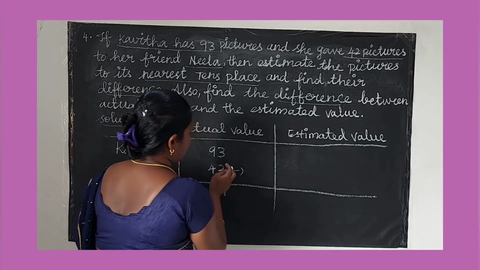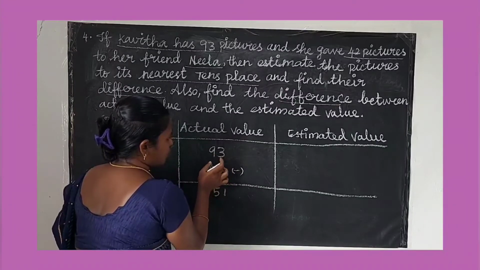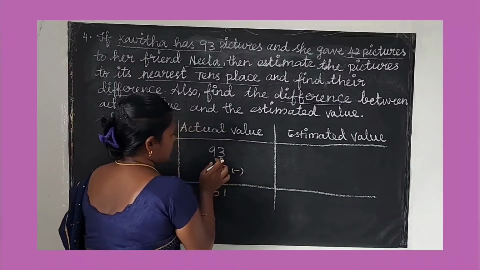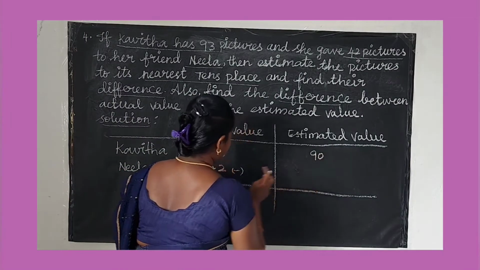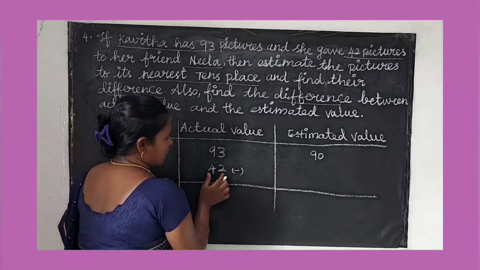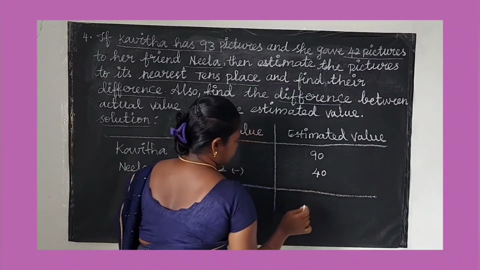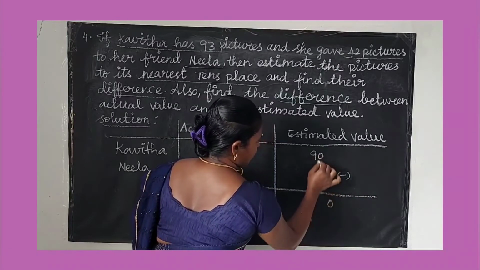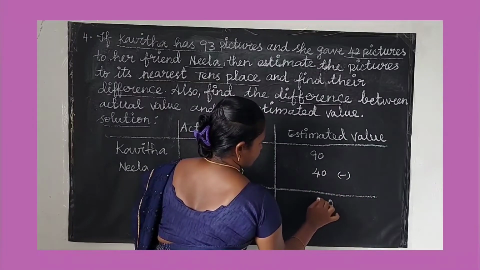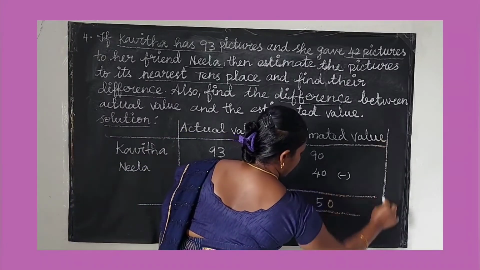Next, the estimated value. The ones place is 3. So 3 means the first group, so the estimated value is the number before it, which is 90. Next, 2. So for 42 the estimated value is 40. Put the subtraction symbol. 0 minus 0 is 0. 9 minus 4 is 5. So we find the difference.